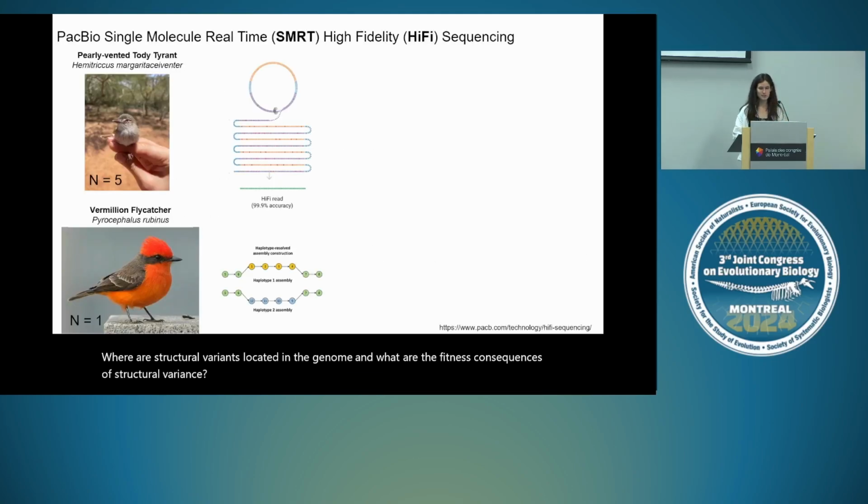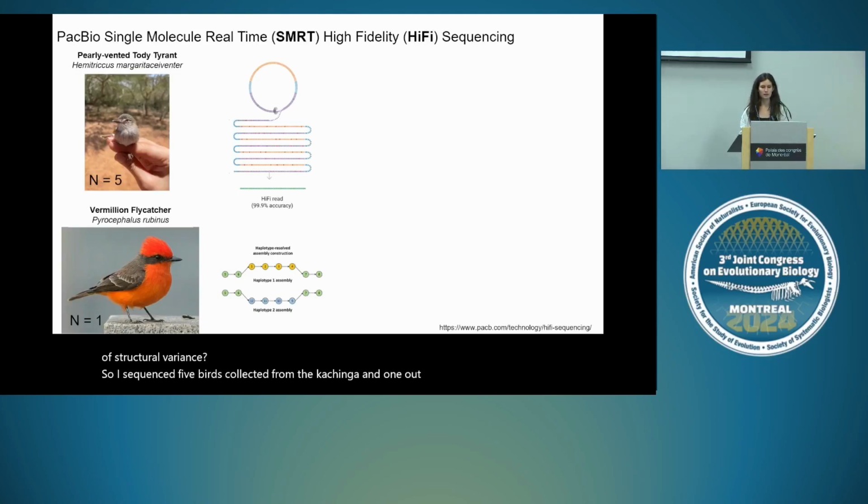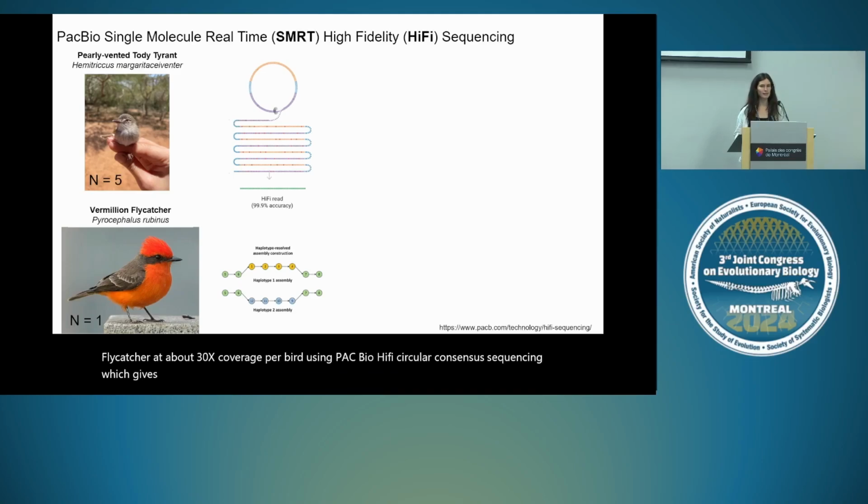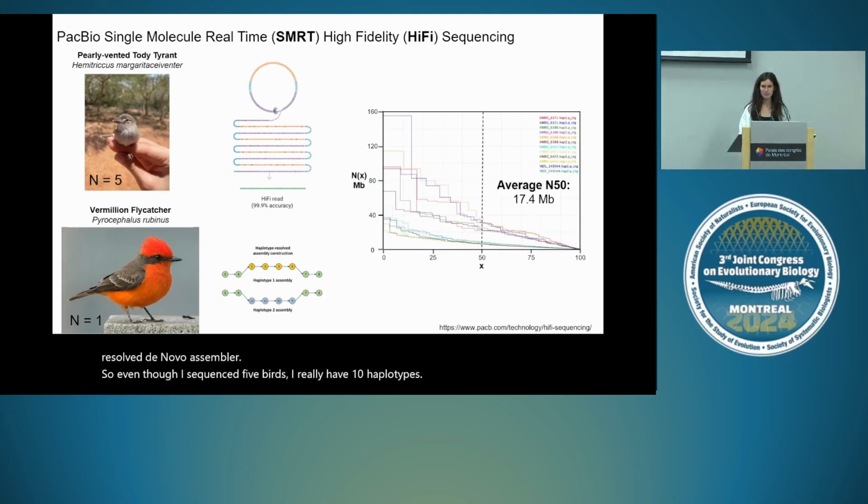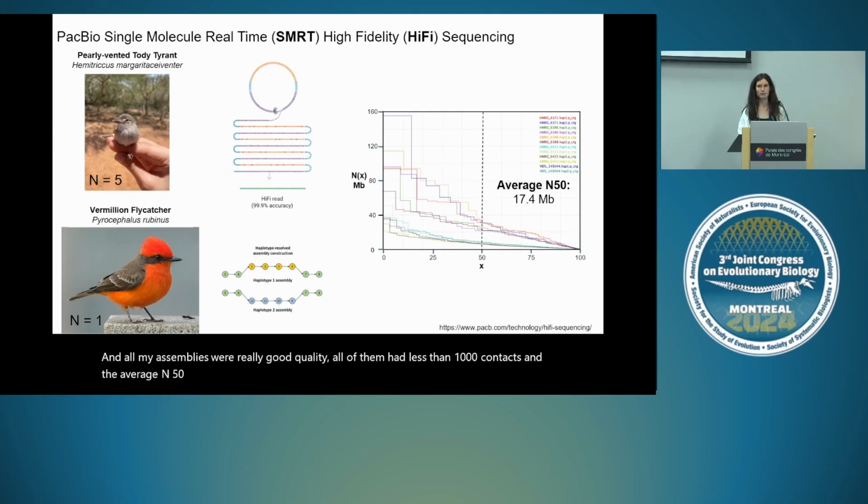So I sequenced 5 birds collected from the Caatinga and 1 outgroup, vermilion flycatcher, at about 30x coverage per bird using PacBio HiFi circular consensus sequencing, which gives really highly accurate long reads. And then I used hifiasm, which is a haplotype resolved de novo assembler. So even though I sequenced 5 birds, I really have 10 haplotypes. And all my assemblies were really good quality. All of them had less than 1,000 contigs, and the average N50 was 17.4 megabases.